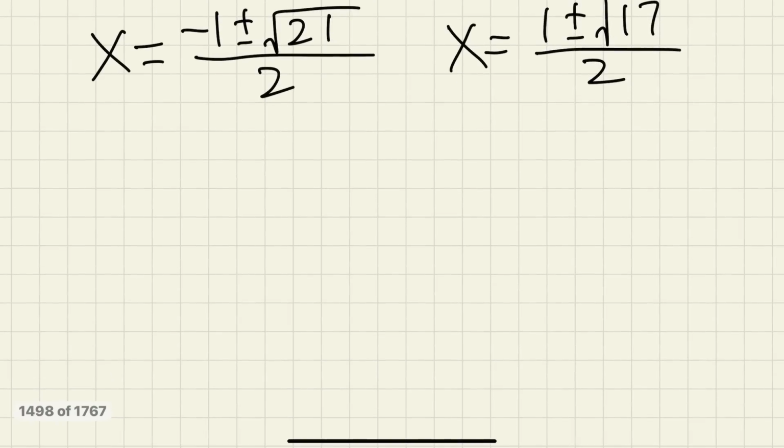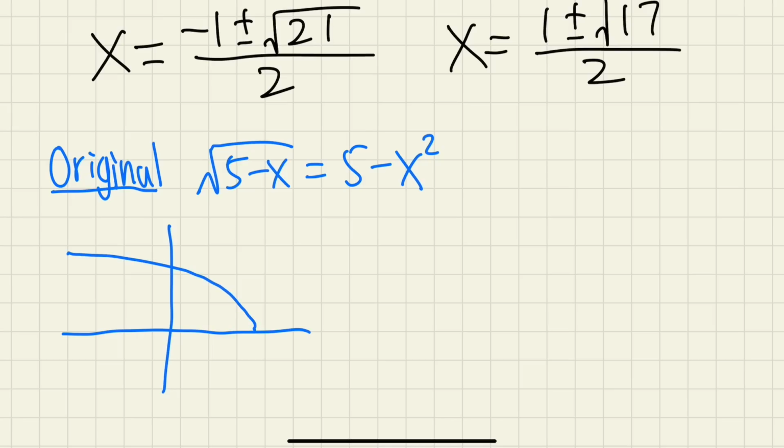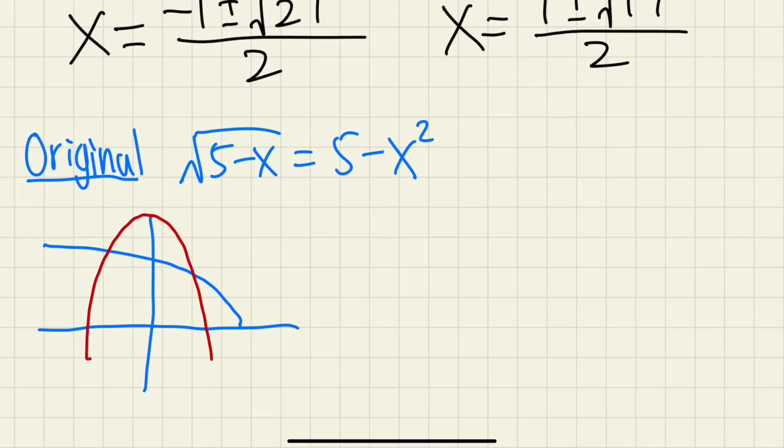Be careful. So now we have these two equations. Remember our original equation. This is square root of 5 minus x equals 5 minus x squared. So we have the square root part. Let's see, the graph is going to look like this. You move to the right 5 times, but you flip it, so it's like this. And then 5 minus x squared, that's an upside down parabola. That looks something down like this. So we can only have 2 solutions.